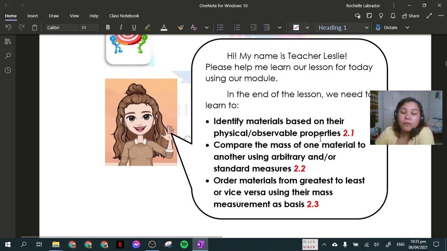The objective, with the help of Teacher Leslie. Hi, my name is Teacher Leslie. Please help me learn our lesson for today using our module. In the end of the lesson, we need to learn to identify materials based on their physical, observable properties, compare the mass of one material to another using arbitrary and or standard measures, order materials from greatest to least or vice versa using their mass measurement as basis.